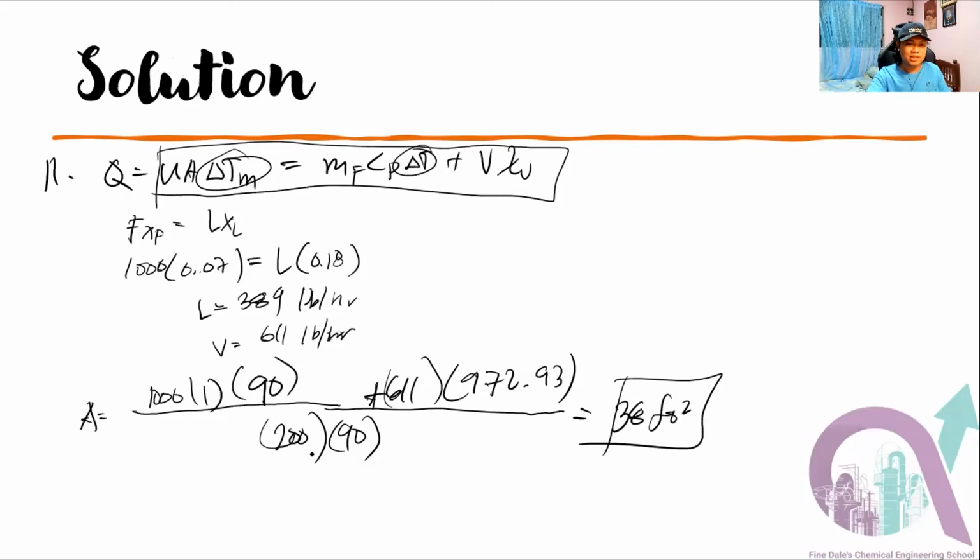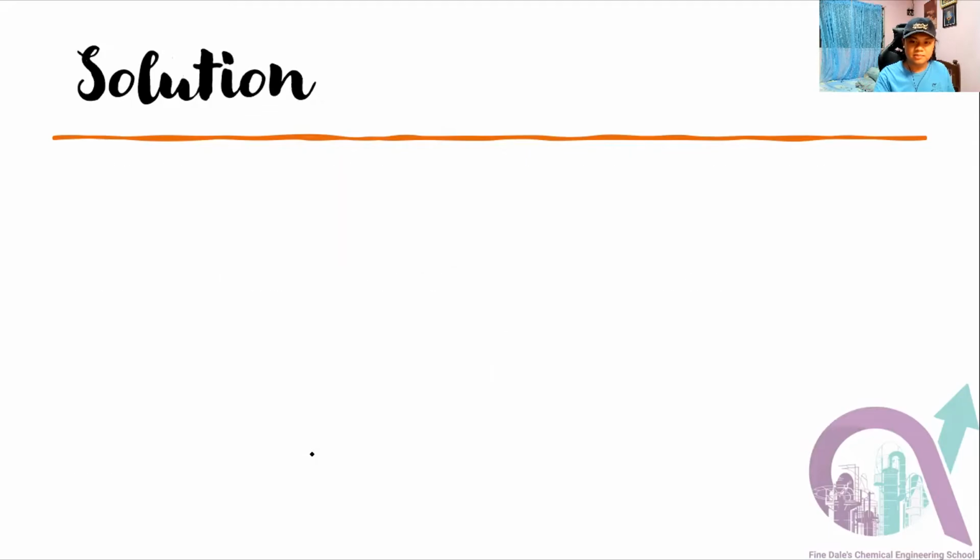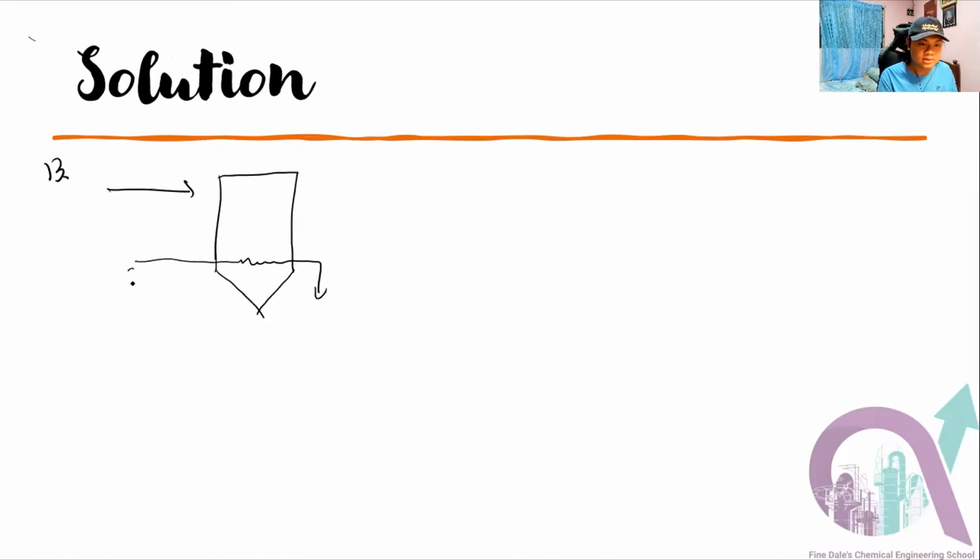Okay, number 13. Number 13 to 15 are really quite challenging problems. Okay, so let's solve this. I'll leave the reading to you. So this is number 13. We have a single effect evaporator. We have steam here. We have our feed.